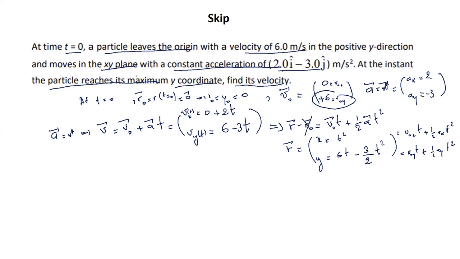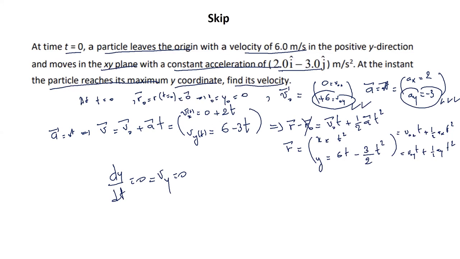Now, at maximum y coordinate, I told you, physically, I know that it will have a maximum y coordinate because my initial velocity along y is positive and my acceleration along y is negative. So I'm going up, but I'm slowing down, so I'll stop in the y direction. Whenever you hear a maximum or minimum, that means the derivative of y with respect to time is equal to 0. Actually, it means that at maximum y coordinate, at maximum height, vy is equal to 0.